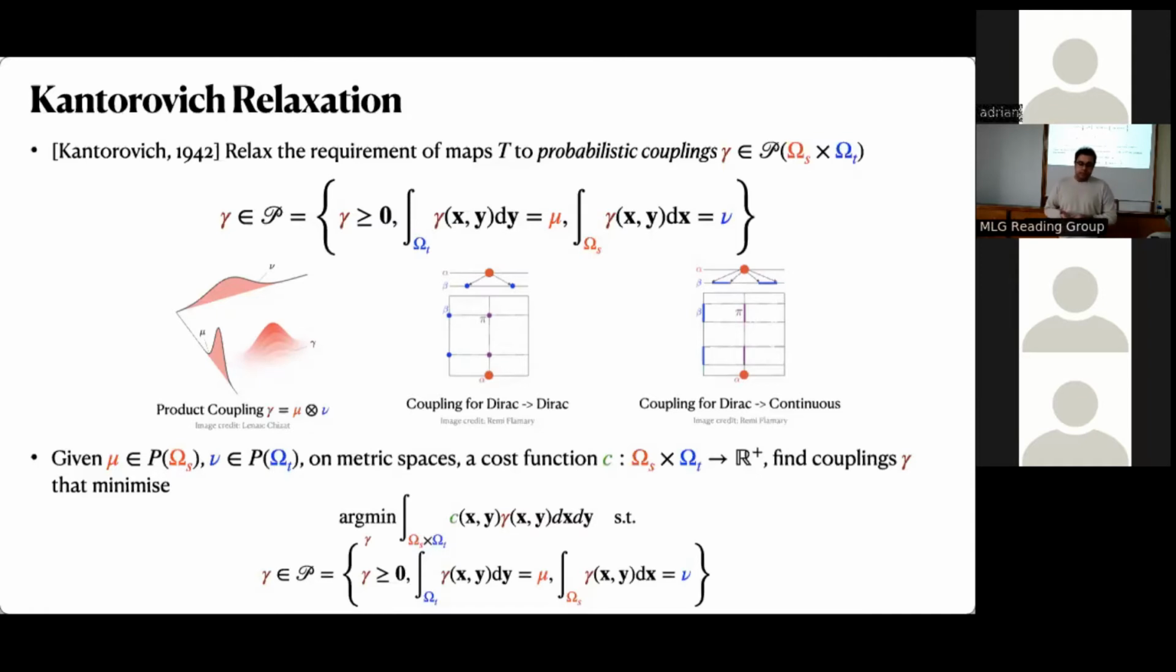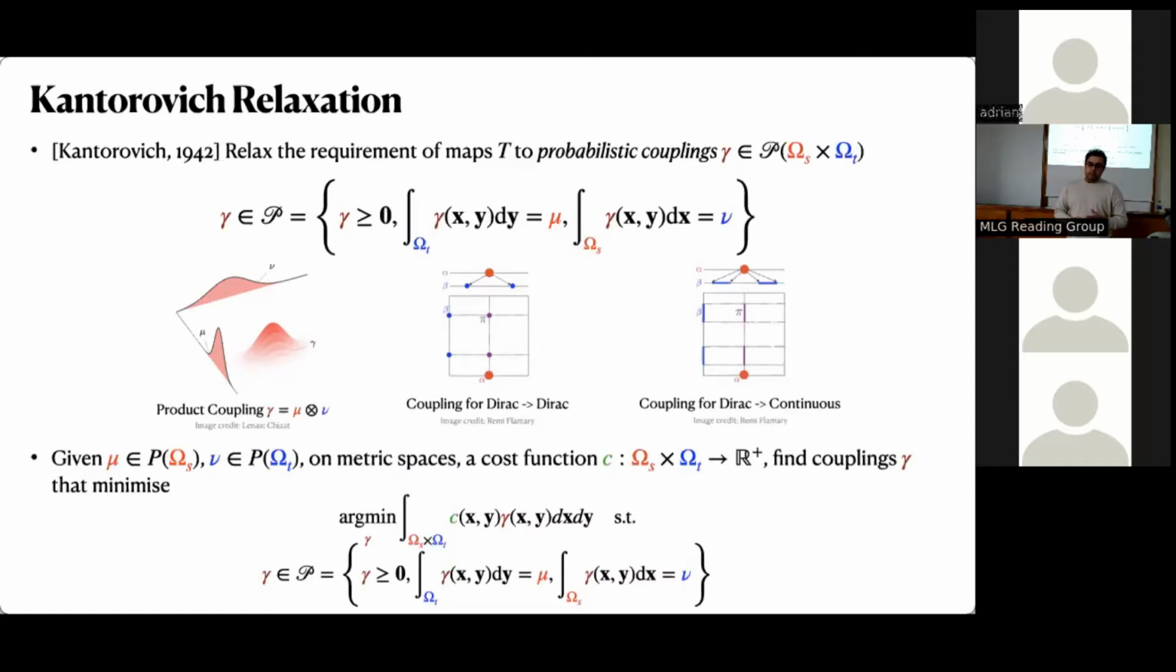The problem here, though, is that if you actually try to solve this, the coupling is a quadratically large term. It's of the size omega s times omega t, and you need to optimize for this somehow, given omega s plus omega t constraints, which are the two marginality constraints.